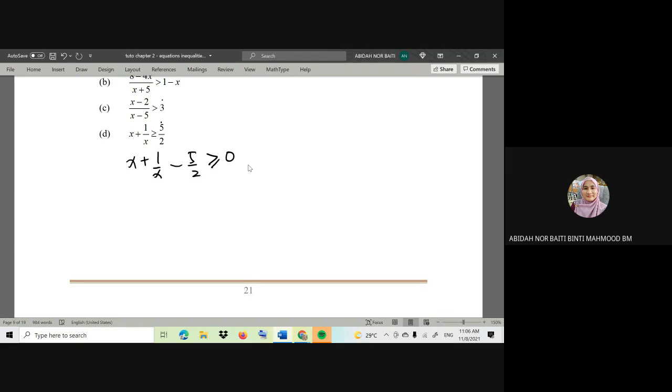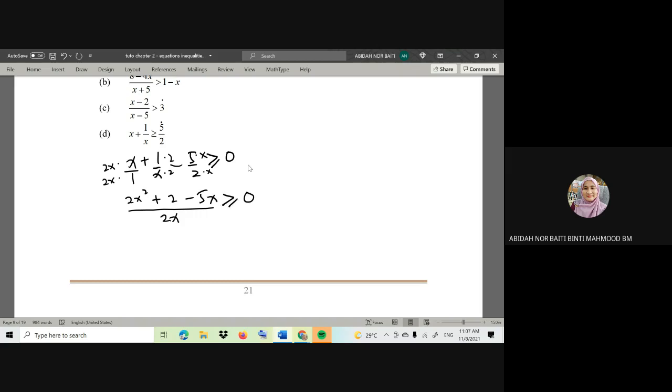Then we equalize denominator. What is your denominator here? Your denominator is 2x, right? This is over 1. So here we times with 2x atas bawah ya. So we get 2x squared, plus here we times with 2, so we get plus 2, here we times with x, so we get minus 5x greater equal 0.